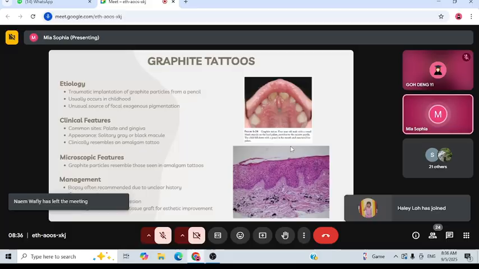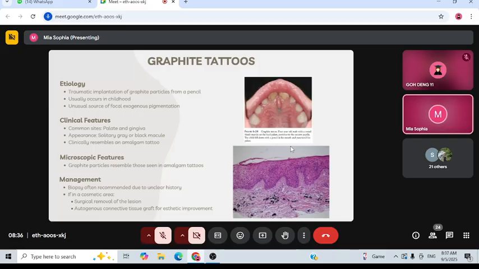In terms of management, a biopsy is often recommended, particularly because the patient may not recall the injury or the lesion's history might be unclear. If the tattoo is in a highly visible or cosmetic area, surgical removal can be considered. In some cases, an autogenous connective tissue graft may be used afterward to improve the aesthetic outcomes.